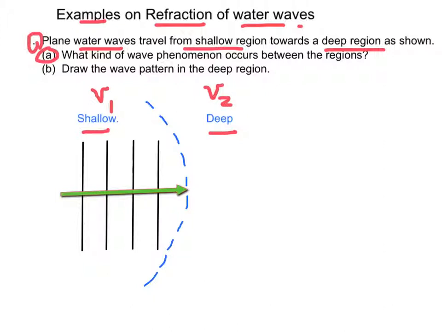Since the speed of water wave increases when the water depth increases, therefore, the speed V2 is greater than that of V1. As a result, the speed of the water wave changes. This phenomenon is refraction.